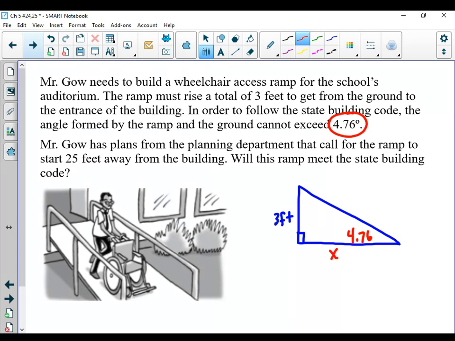So some of you did this, you set up that picture. Those of you that set it up like this, what did you use? Sine, cosine, or tangent? Tangent. And when you did that, what did you get for your X value eventually? Oh, 36.